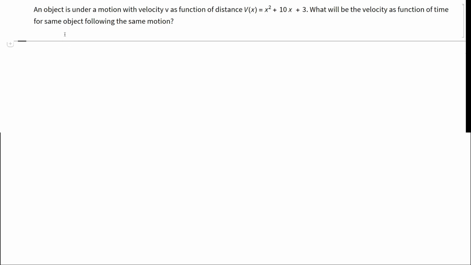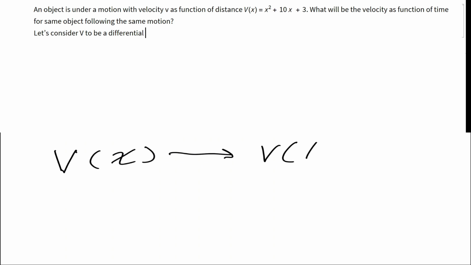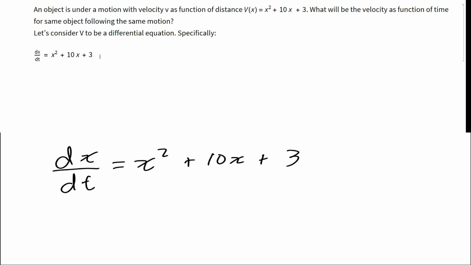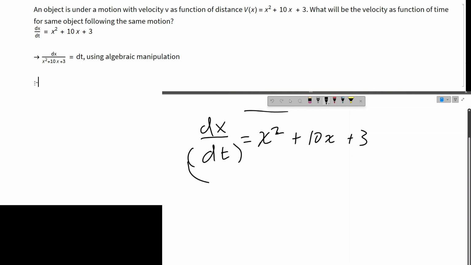We have a particle under motion with velocity v described as x squared plus 10x plus 3. What we want to do is change the variable of this so that instead of the velocity as a function of x, we have it as a function of time. One way to interpret this question is to view this as a one-dimensional differential equation, where dx/dt is equal to this polynomial.